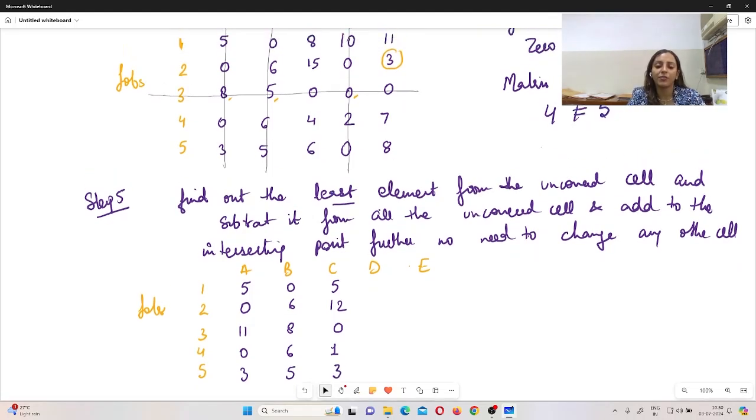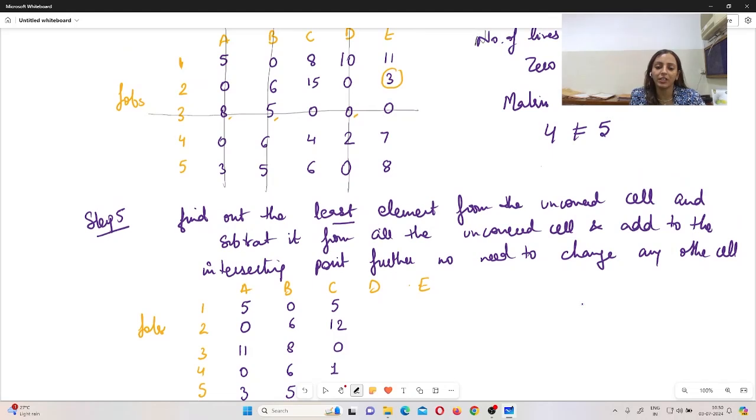Right? For D, what do we have to do? Check it. The first one is under the line, no need to make changes. 10 remains the same. 0 remains the same. But now 0 is an intersection point. 0 plus 3. Like 2 is under the line, no need to make changes.